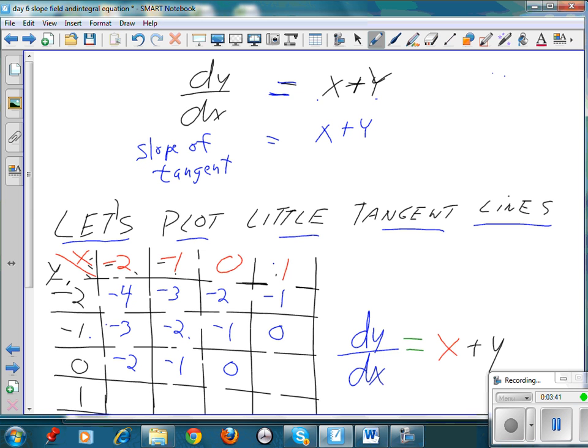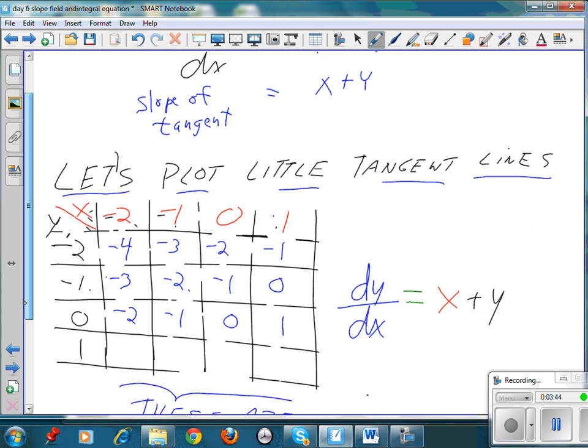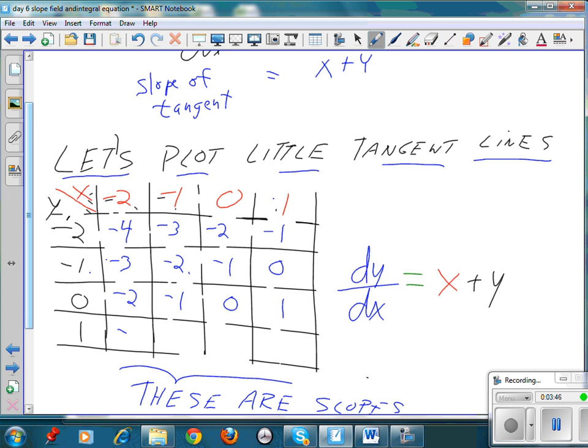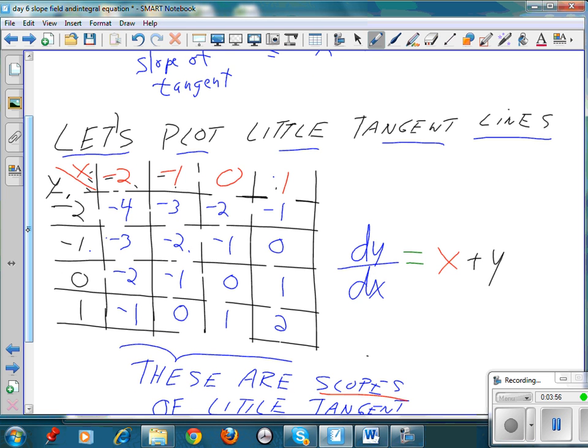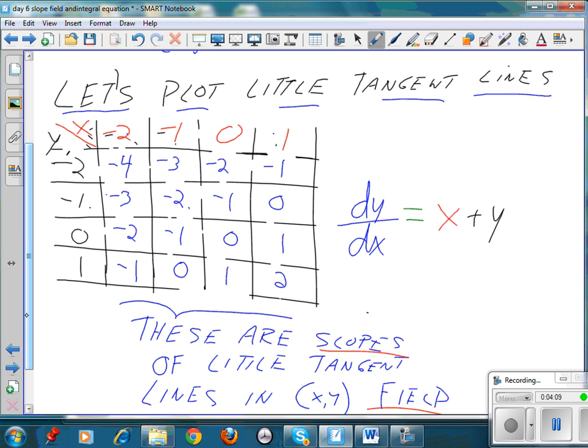There's a pattern here. You can kind of see. 1 minus 2, that's minus 1. 0, 1, 2. Okay? What do these numbers mean? What are the blue numbers? That means in the xy plane, when x is equal to minus 2 and y is equal to minus 2, the slope of the tangent line is minus 4. And as I say here, these are slopes of little tangent lines in the xy field. That's why I think calling it a slope field makes so much sense.